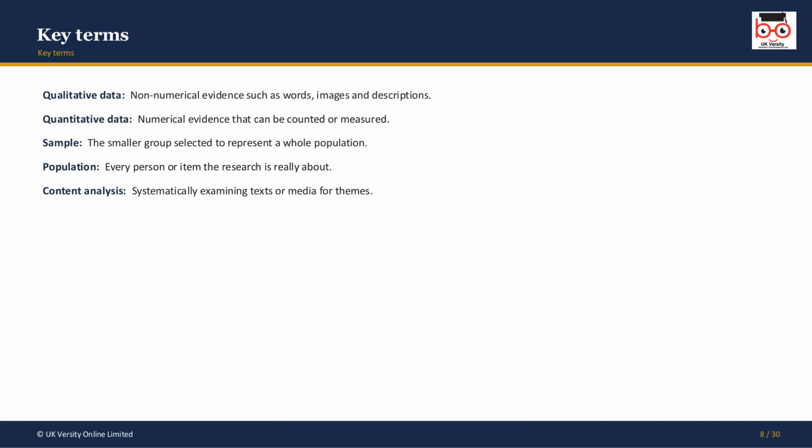A few key terms to lock in. Qualitative data is non-numerical evidence, words, images, descriptions, whereas quantitative data is numerical, things you can count or measure. Your sample is the smaller group selected to represent a whole population, and the population is every person or item the research is really about. And content analysis, remember, is systematically examining texts or media for themes.